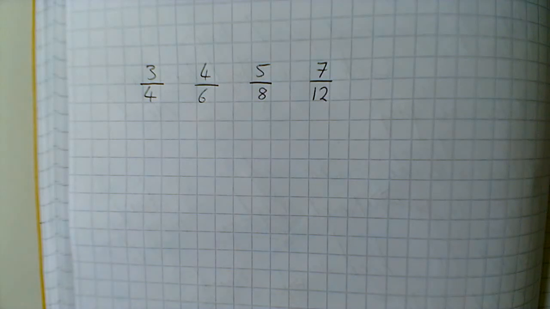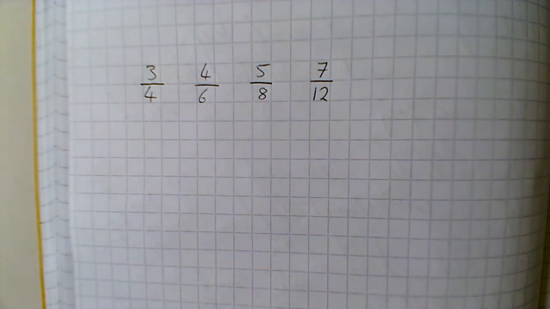Ordering fractions, example number 5. Okay, we are now going to be ordering more than 2 fractions. This is obviously a bit more complicated because we're not just having to compare and order 2, we're having to do more than that. This is with 4 fractions this time.